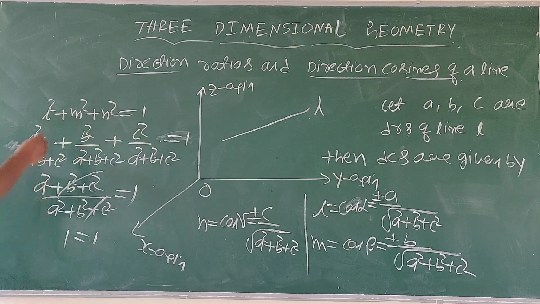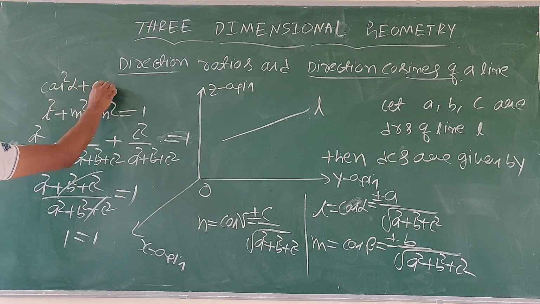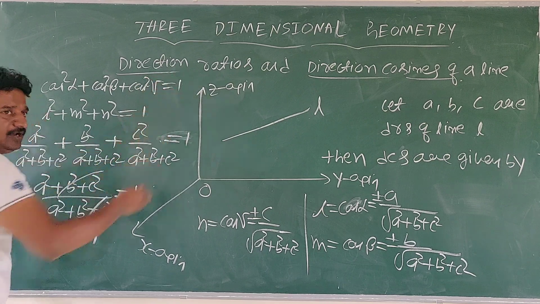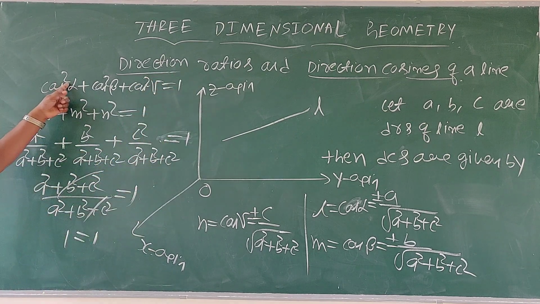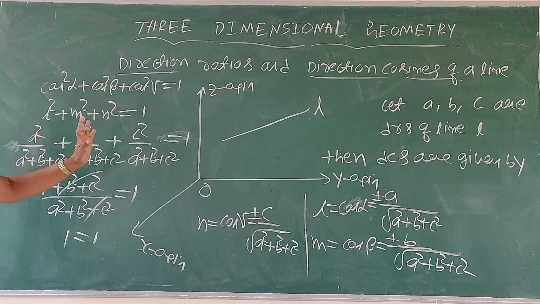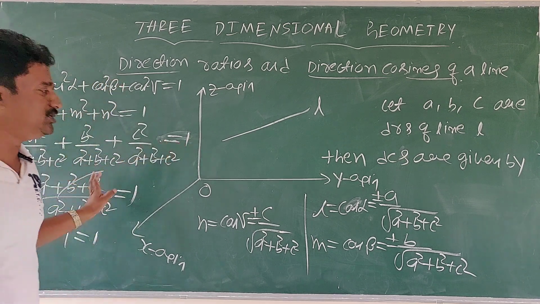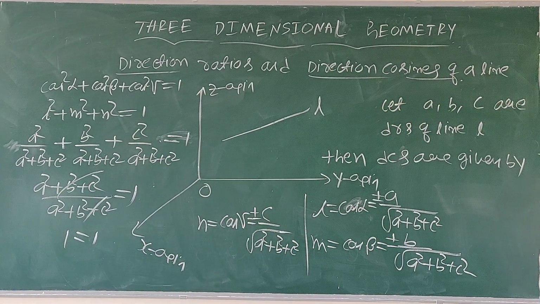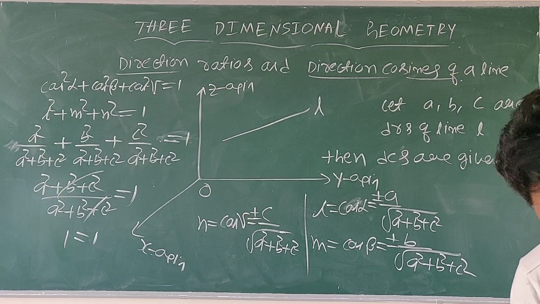Or, one more: cos square alpha plus cos square beta plus cos square gamma is equal to 1. What is l? Cos alpha, so l square means cos square alpha, m means cos beta, m square means cos square beta, n means cos gamma, n square the same thing. I hope you understood, students. You know this, you should write that. So, useful concepts. Next, let's move on to one more concept.